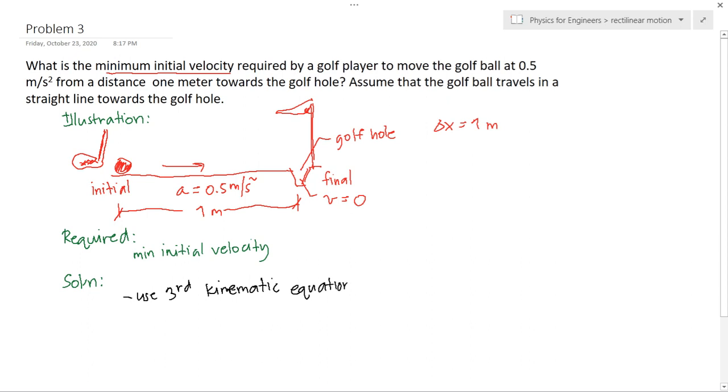You should really memorize them so you know the proper formula to be used for that particular problem. So for the third kinematic equation, we have v final squared equals v initial squared plus 2a delta x. Then of course we need to find v naught.